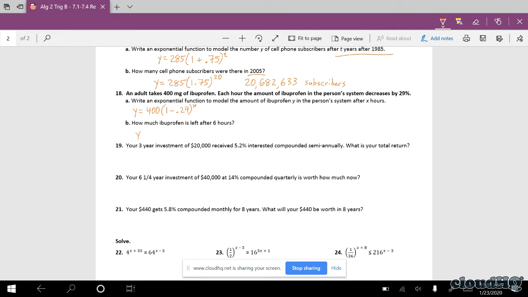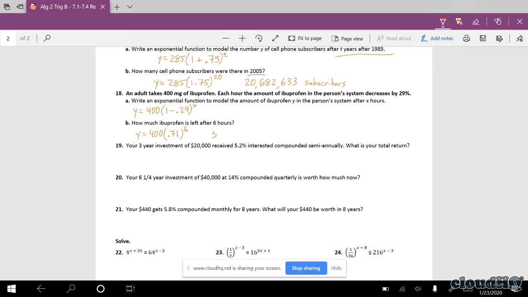Now, part B, so how much ibuprofen is left after 6 hours? So plug 6 in for x. If you want to simplify that parentheses, 0.71. You do not have to simplify that. The calculator doesn't care if it was simplified or not. If you're going to simplify it, make sure you simplify it correctly, please.